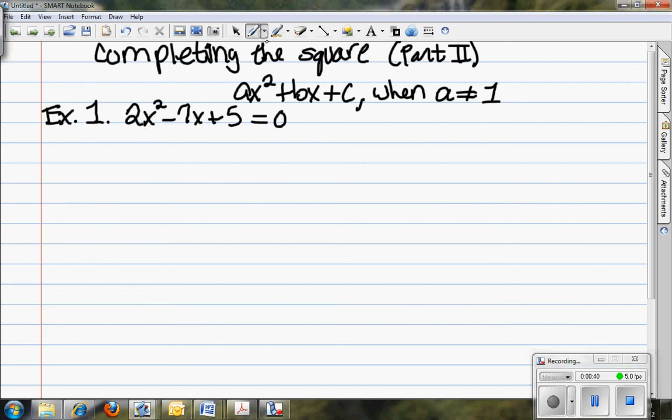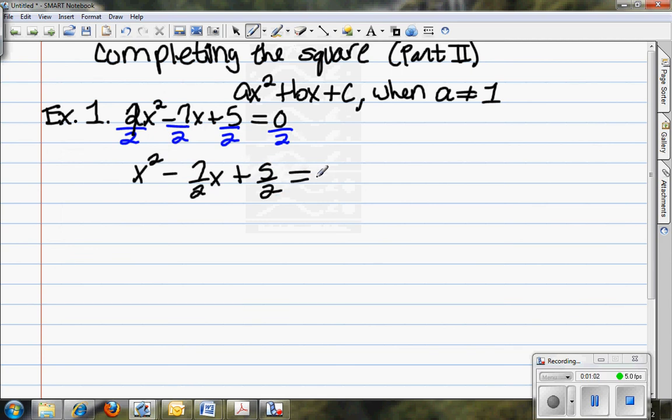So the way we would take care of this is we would divide by the coefficient. So we're going to divide everything by 2. This is going to leave us with a equal to 1. So now we'll have x squared minus 7 halves x plus 5 halves is equal to 0. So again, this is just like a regular problem. There are some fractions, but no big deal.